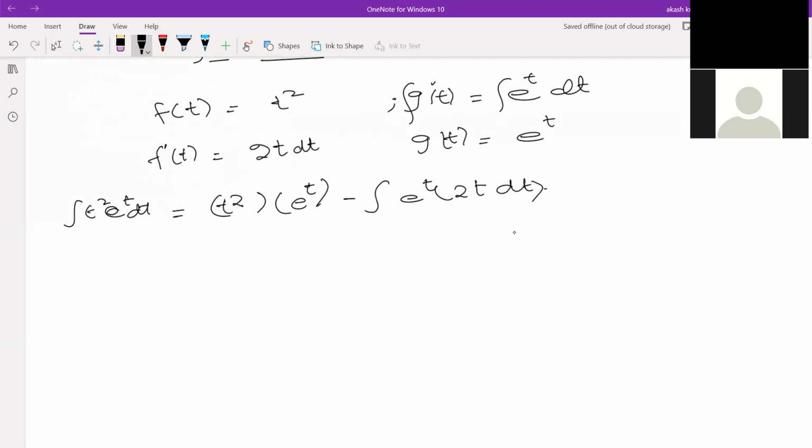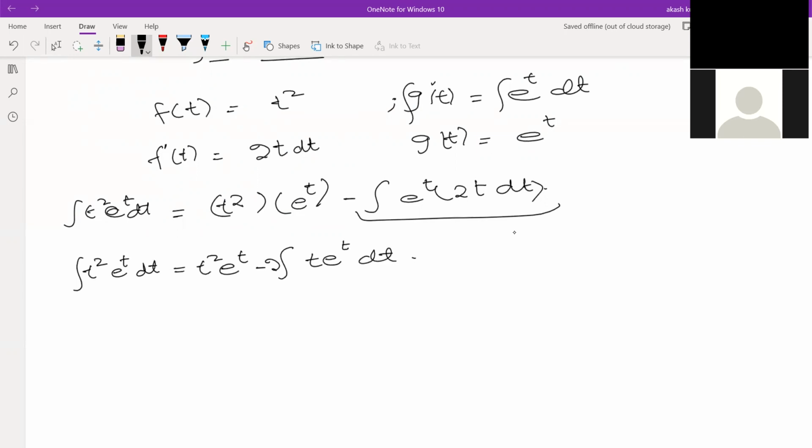Yeah, clear. Okay. And then the integral of t square e raised to the power t dt equals t square et, and we have to again take the integral of it, which is, can we take 2 common, I mean 2 outside the integral, because that is constant. So it becomes 2 times the integral of t et dt. We have taken 2 outside the integral, and what is left inside is t e raised to the power t dt. Okay, but why do we take 2 out?